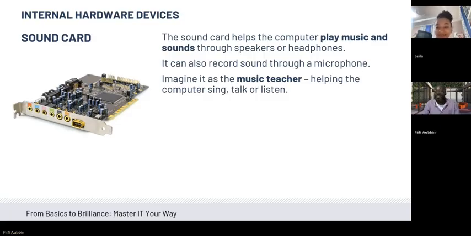That's good. So the sound card helps the computer play music and sounds through speakers or headphones. It can also record sound through the microphone. So imagine it as the music teacher helping the computer sing, talk, or listen. Does that make sense? Good.